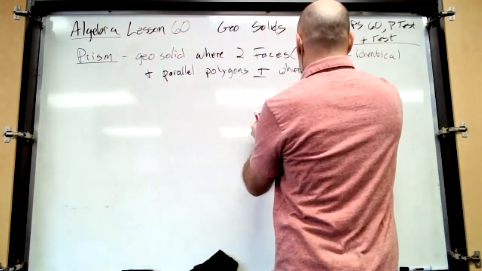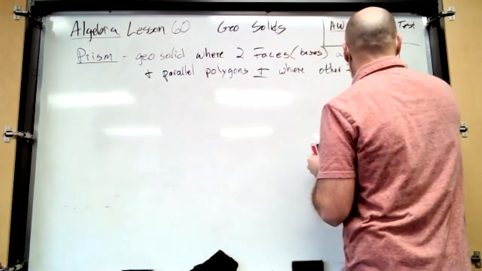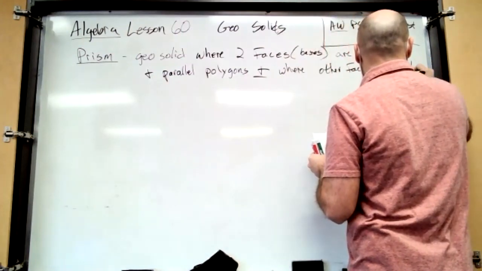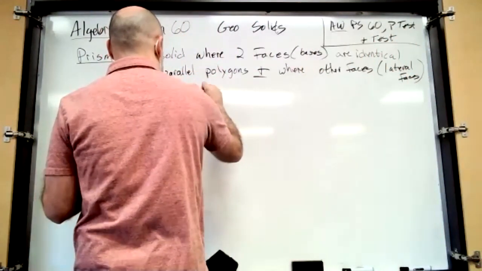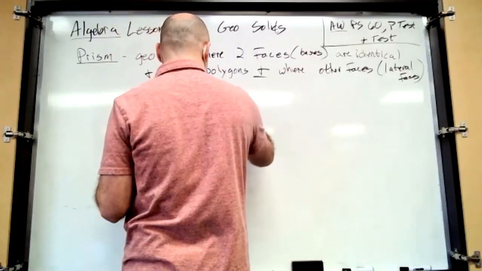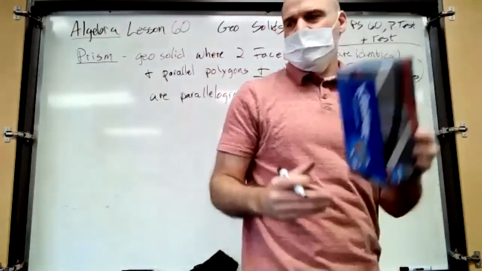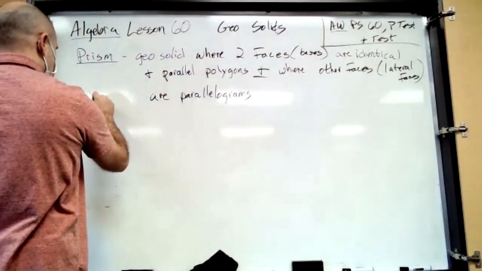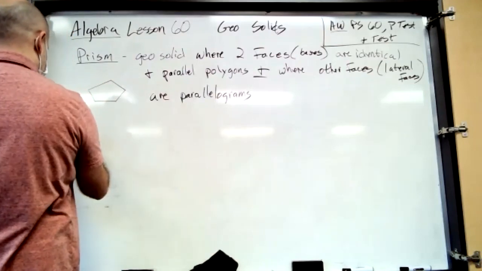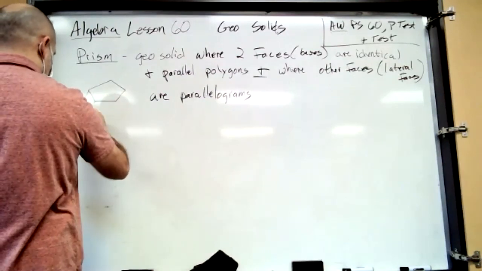And where other faces, so these are the lateral faces, are parallelograms. So they have to be parallelograms, and most of the time they're rectangles. Like in this case, do you see how all the lateral faces are rectangles? But technically, you could have a prism that looks like this. You could have a little pentagon here, and then you could have that same pentagon over here, and they're a little wonky like this.